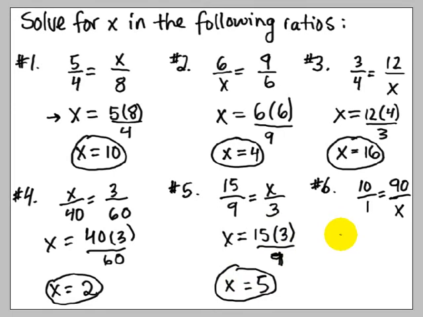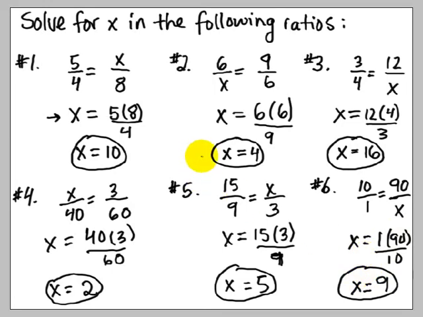How about this one? X here is going to be 1 times 90 divided by 10. And that's 9. 1 times 90 is 90. 90 divided by 10 is 9. Okay, so these we didn't really need a calculator, okay? Now, in the next set of questions, I'm going to have some decimals and some larger numbers, and you're not expected to be able to do those without a calculator. So let's try some now where we're going to need a calculator.